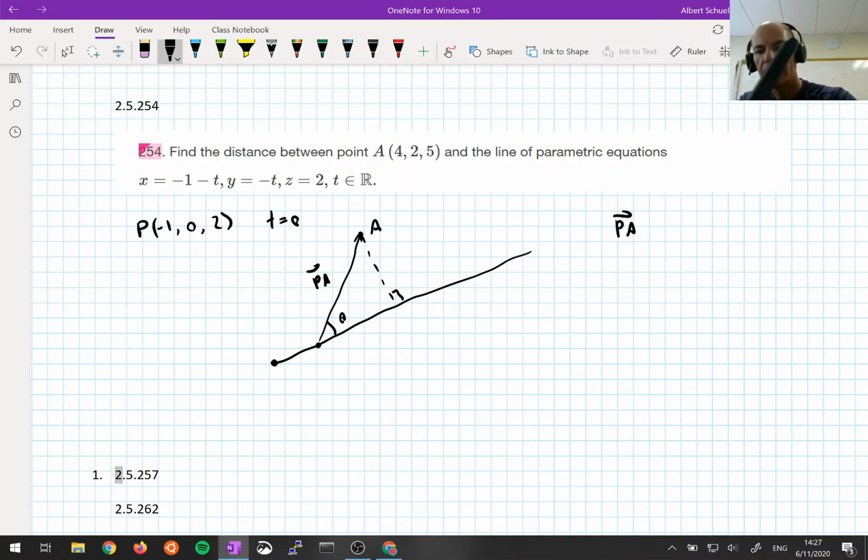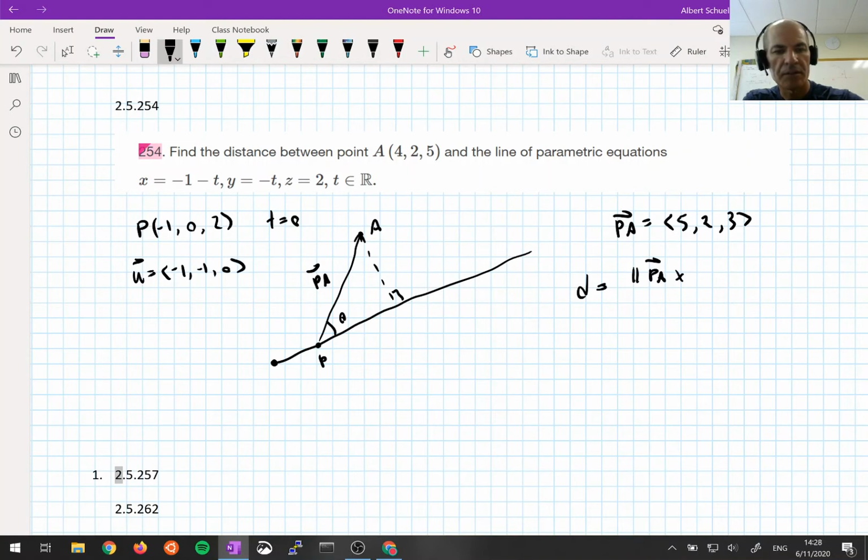So the vector from P to A is 4 minus -1, 2 minus 0, and 5 minus 2. All right, so that's the vector that goes from the point on the line P to the point off the line A. And we know that the distance, by our earlier work with the cross product identity, is simply the magnitude of the cross product of PA with the direction vector. We need the direction vector. The direction vector is the coefficient on t here, -1, -1, 0. That's the direction of L, the direction of the line.